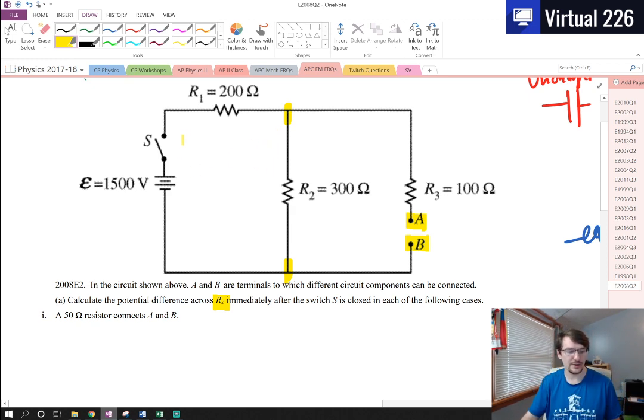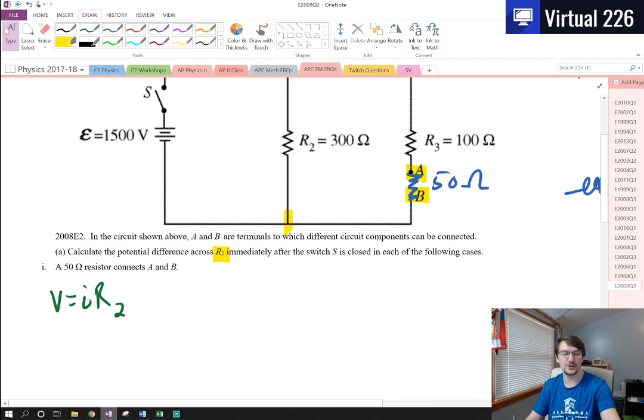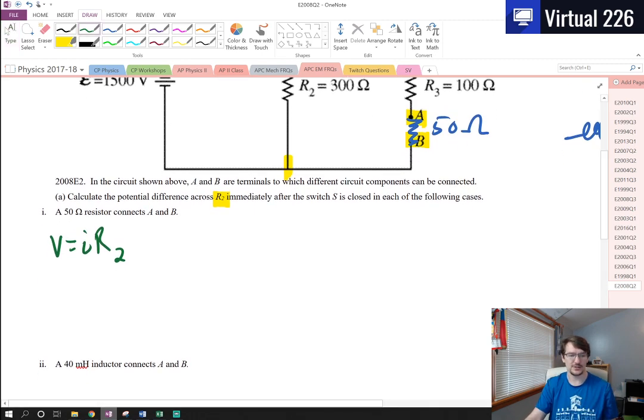So how are we going to go about doing this? Well, first, in part A, we are going to hook up across A and B a 50 ohm resistor, and then we're going to try to figure out what that voltage drop is. So if we want to find a voltage drop, remember, we are left to use Ohm's law, which is V equals IR. And we know what that resistance is across R2. It is the 300 ohms, excuse me, we had just up in the diagram.